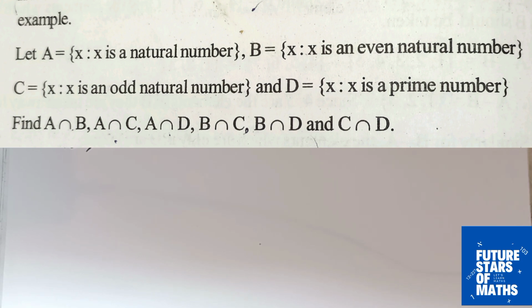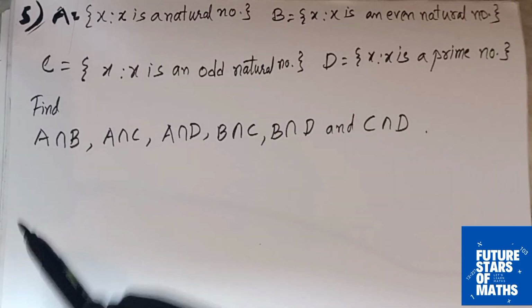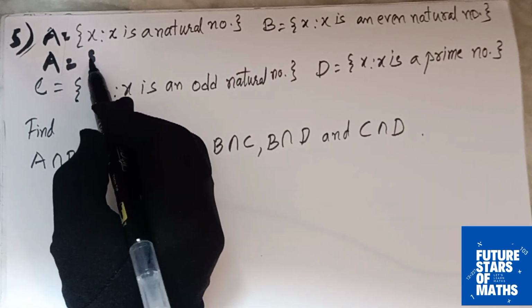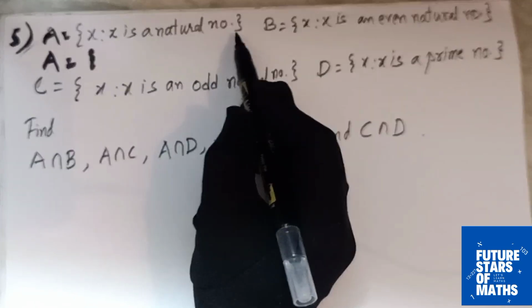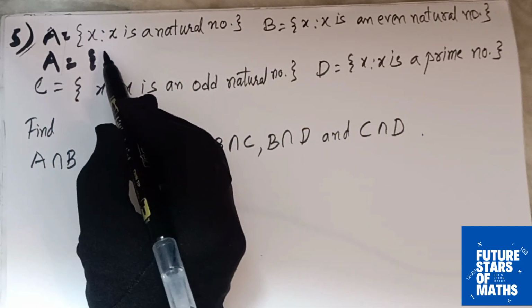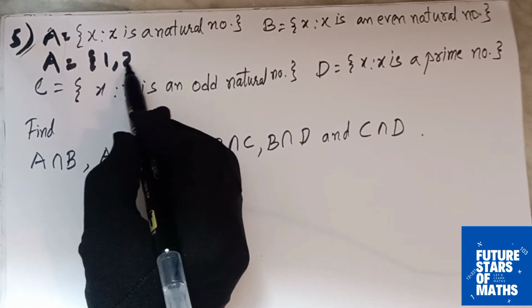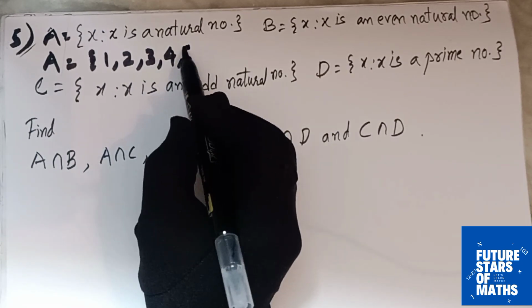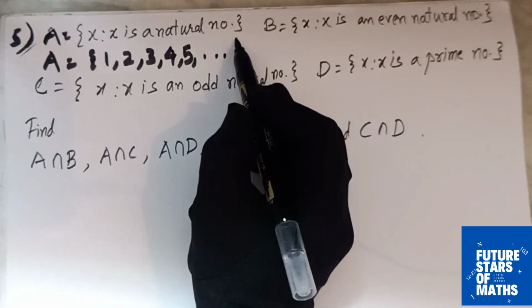So first to find all these, what we have to do? We have to convert the set builder form to the roster form. That is, it is given in English. Now we'll write the sets in roster form. Okay. So what is A? A equal to x such that x is a natural number. So what are natural numbers? Numbers that start from 1. Okay. 1, 2, 3, 4, 5 and so on.